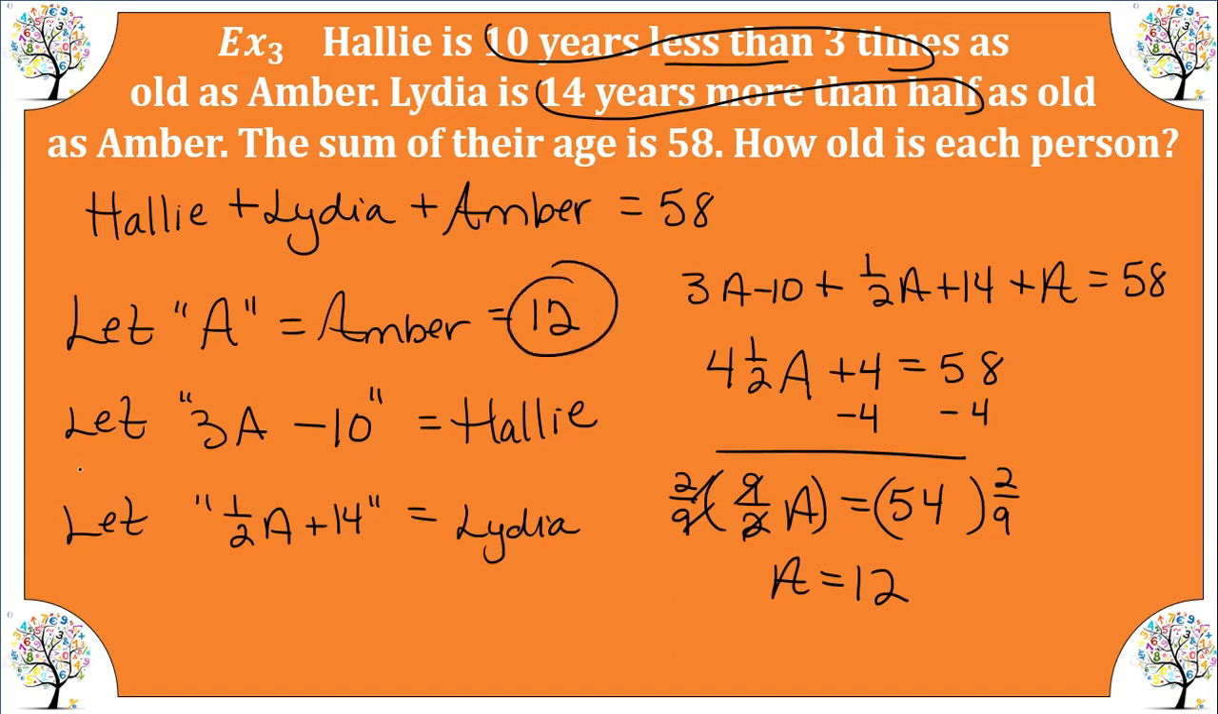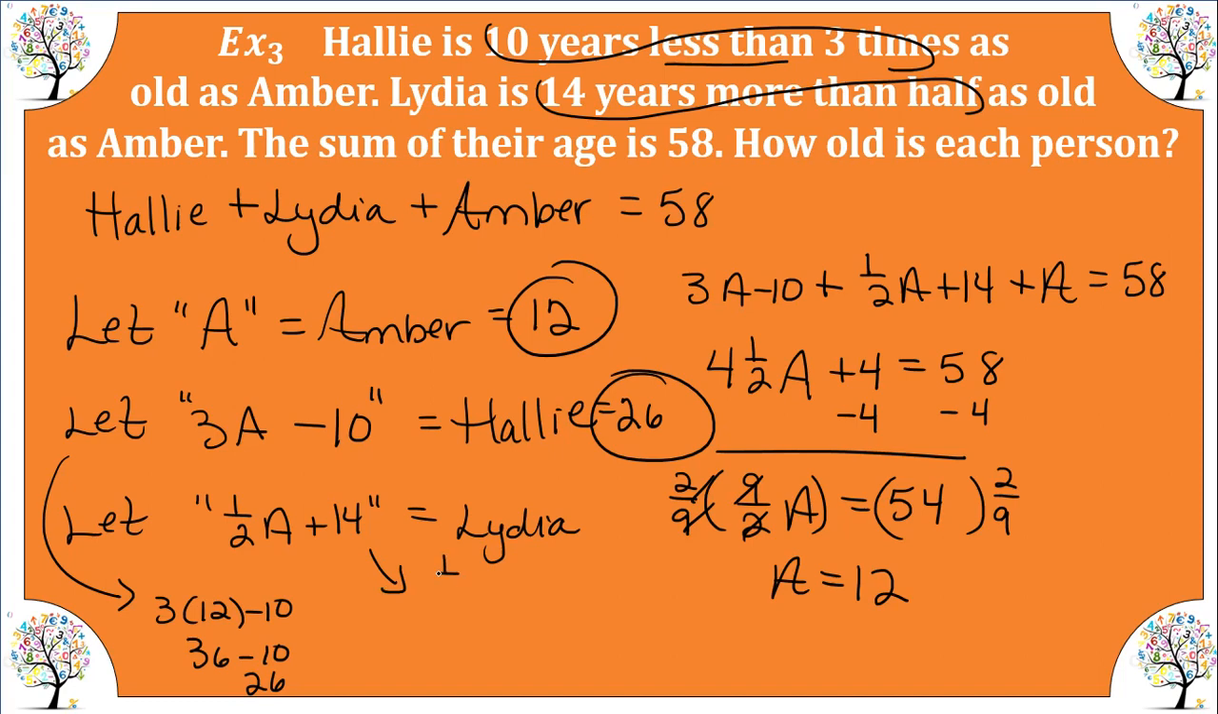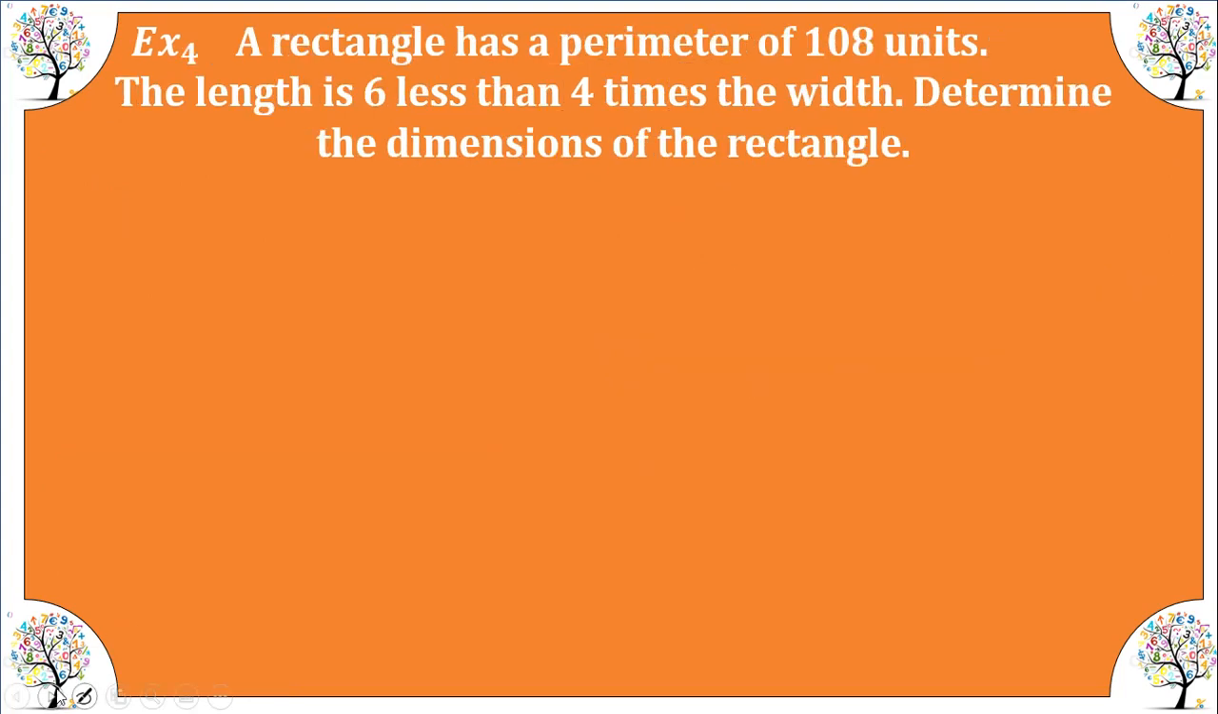Callie is going to be, let's come down here. Callie is 3 times 12 minus 10. So 3 times 12 is 36 minus 10. That is going to give us 26. And then we have Lydia. We're going to have 1/2 times 12 plus 14. So half of 12 is 6 plus 14 is 20. So I'm going to put it right here. And again, if we were to add these up, we would indeed get the 58.